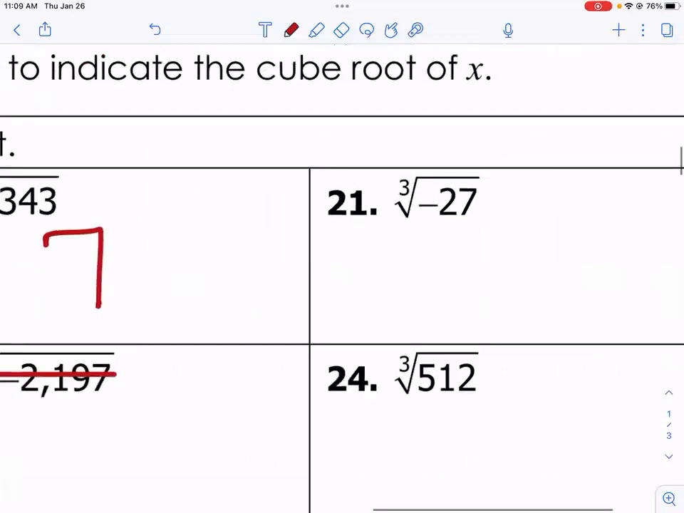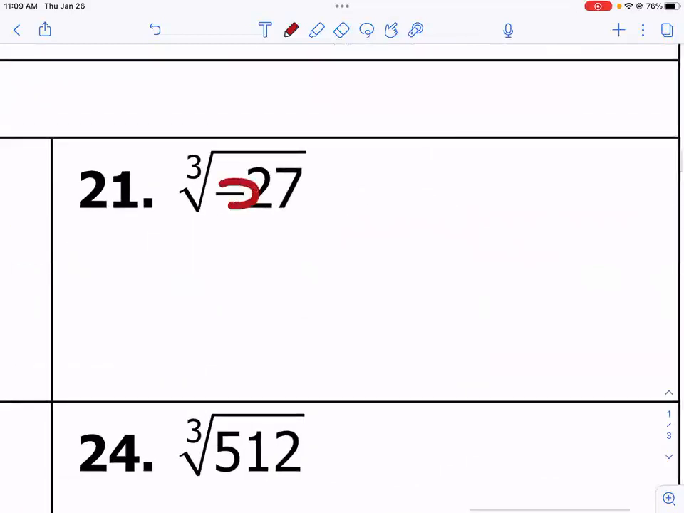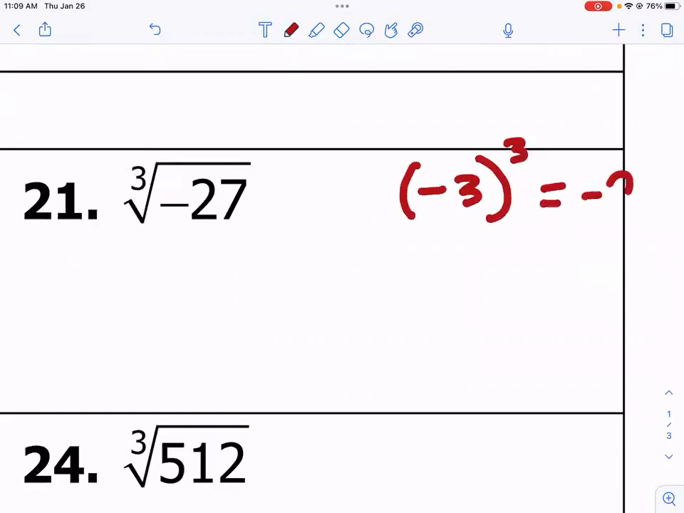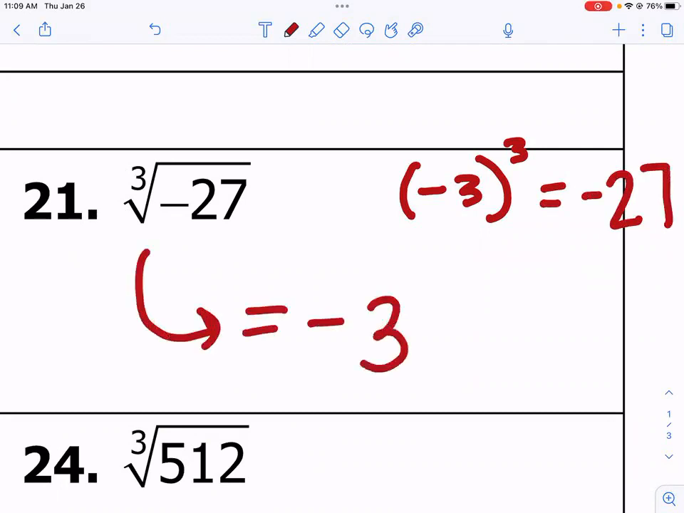Now notice how there's a negative number right here. Since negative 3 raised to the 3rd power is going to give us negative 27, then we can say that this is negative 3. It is okay to have a negative under the radical when it's a cube root.